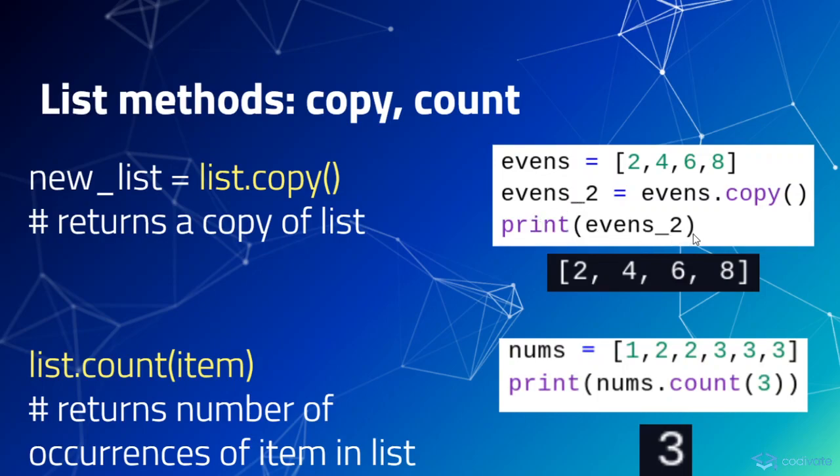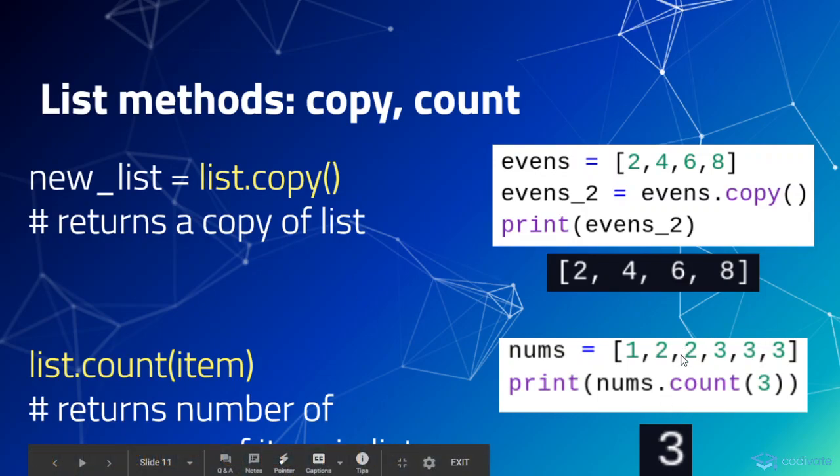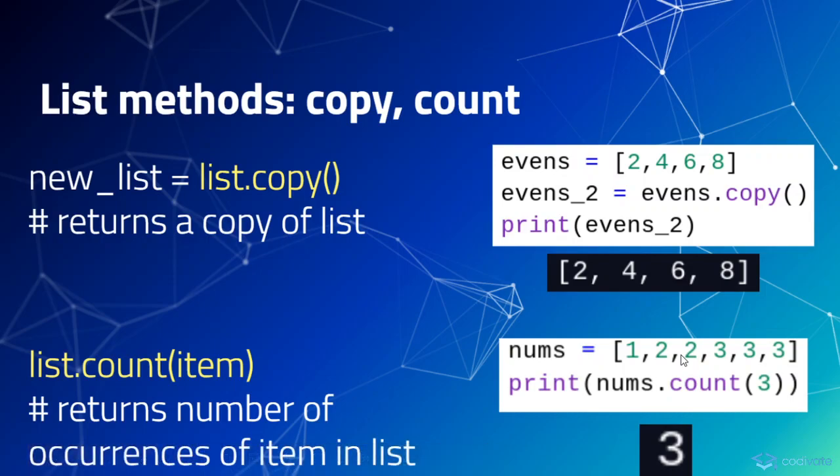So when we print evens 2, it will have the same values as evens, since it's just a copy of it. The next method is the count method. If we want to count how many times a certain value appears in a list, we don't have to write a whole complex algorithm. There's an inbuilt method that does this for us, and it's conveniently named the count method.